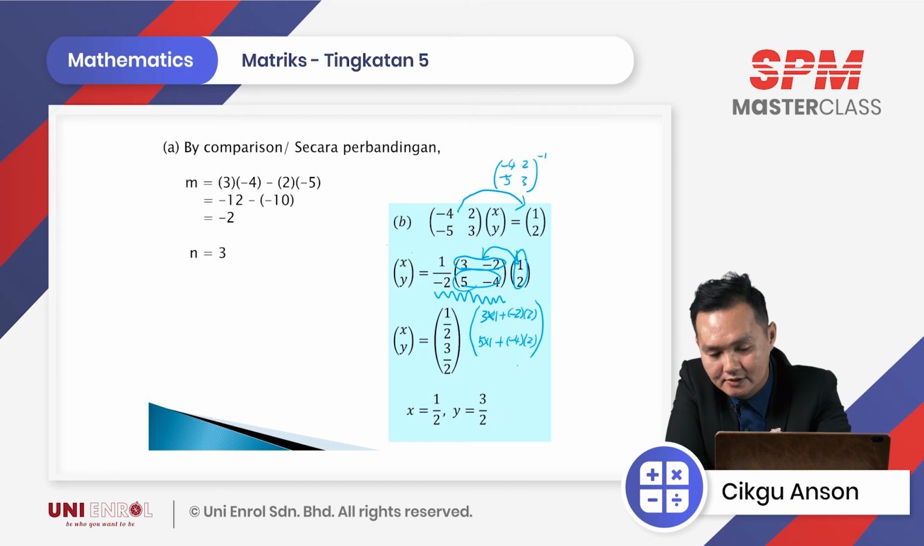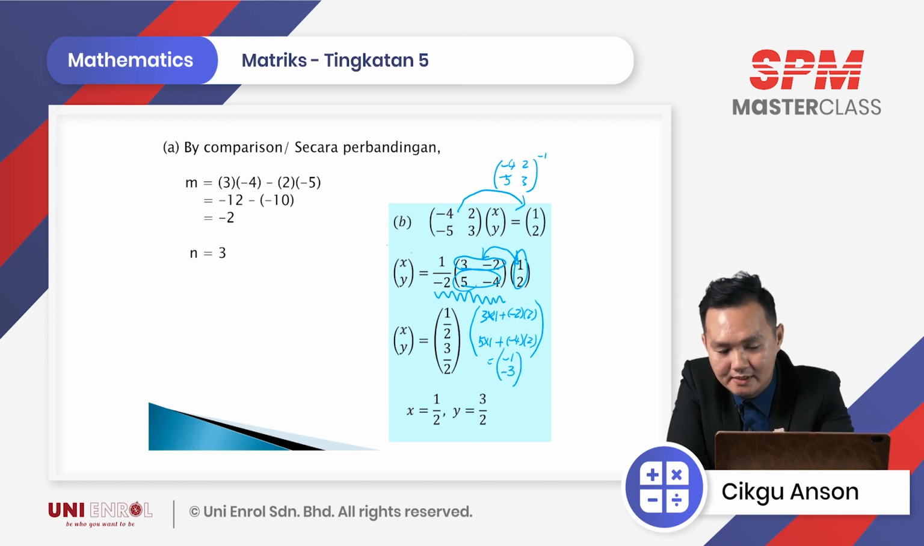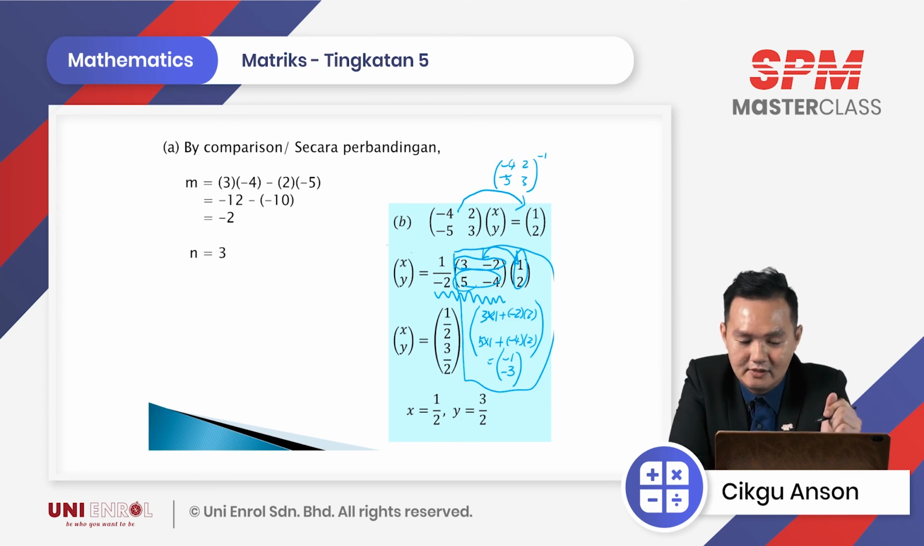So this one, you can see 3 times 1, 3, and then -2 times 2, -4. So -4 plus 3 is what? -1, correct or not? You'll get -1, right? Then 5 times 1, 5, plus -4 times 2, -8. 5 minus 8, so you get -3. So this one is the multiplication of these two matrices. So you got -1, -3.